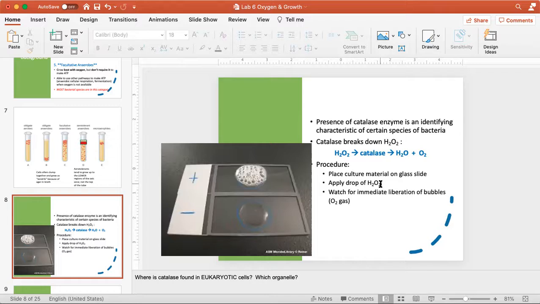If the cells that you've put on that slide have catalase, they're going to start breaking down the hydrogen peroxide, and they're going to start liberating oxygen gas. And the oxygen gas looks like this. It bubbles. So a positive catalase reaction is seeing bubbles. A negative reaction is this. Nothing happens. You put the hydrogen peroxide down on the cells, nothing happens.